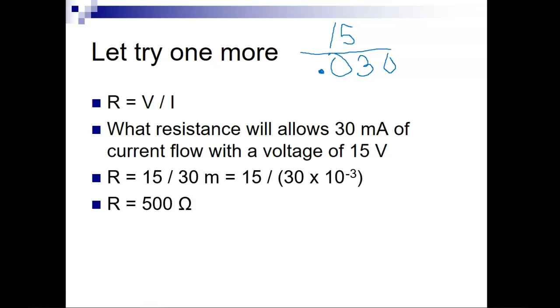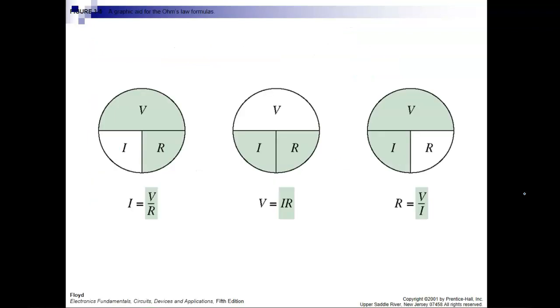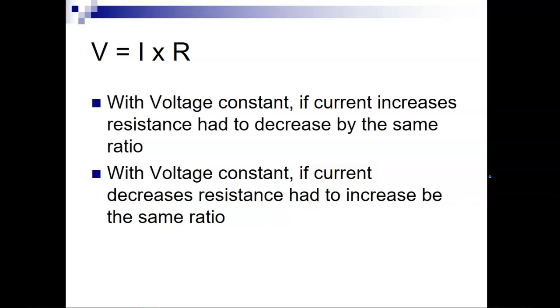All right, so V is equal to I times R, I is equal to V divided by R, and R is equal to V divided by I. Does that make sense? So this goes back to what we talked about the last time we really got into this particular set of slides. So voltage held constant, so voltage is not going to change.